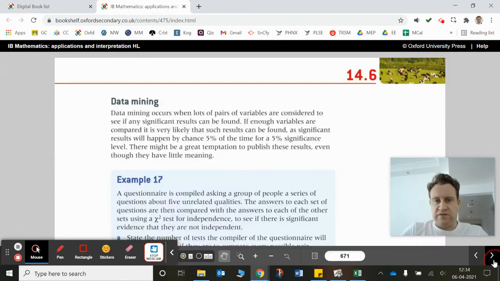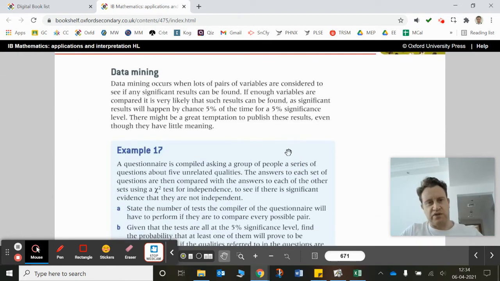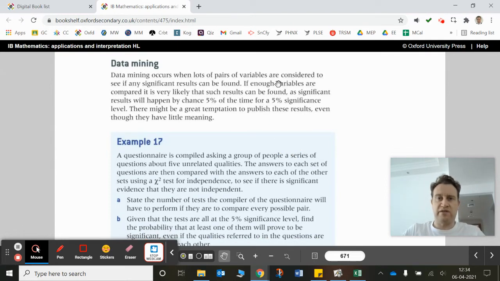Okay, let's have a look at the next bit. Data mining. We're coming up to a question on this one. Data mining occurs when lots of paired variables are considered. It's when you do a ton of research and get lots of variables which are potentially associated, and you then do tests on whether or not these things are dependent on each other, for example. They say if enough variables are compared, it is very likely that significant results can be found, as significant results will happen by chance 3% of the time, 5% of the time.